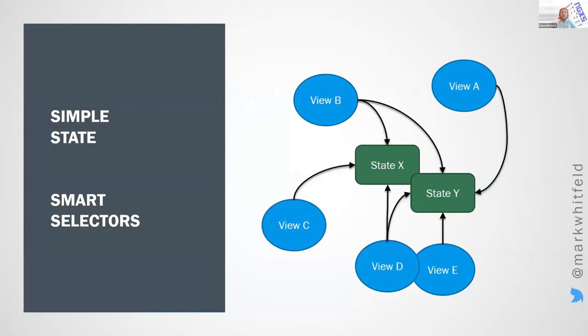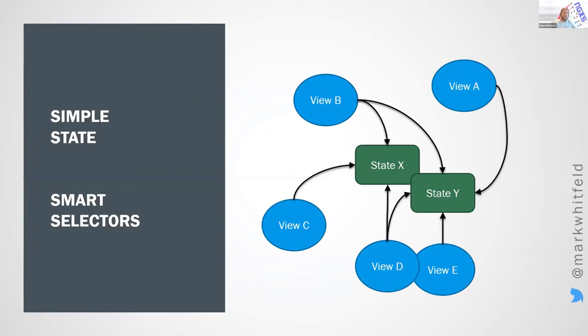So, simple state, smart selectors. In your application, you will have multiple pieces of state that you would want to interact with, and often from multiple different views. I talk about views and not components, but you can understand that this is a view, something that would be shown to the user, whether it be part of a page or a whole page. They need to receive parts of information in order to display to the user and interact with the user. As you can see, there are many different pieces of state that are used by many different views. And as your application advances and gets more complex, this is often what starts to happen.